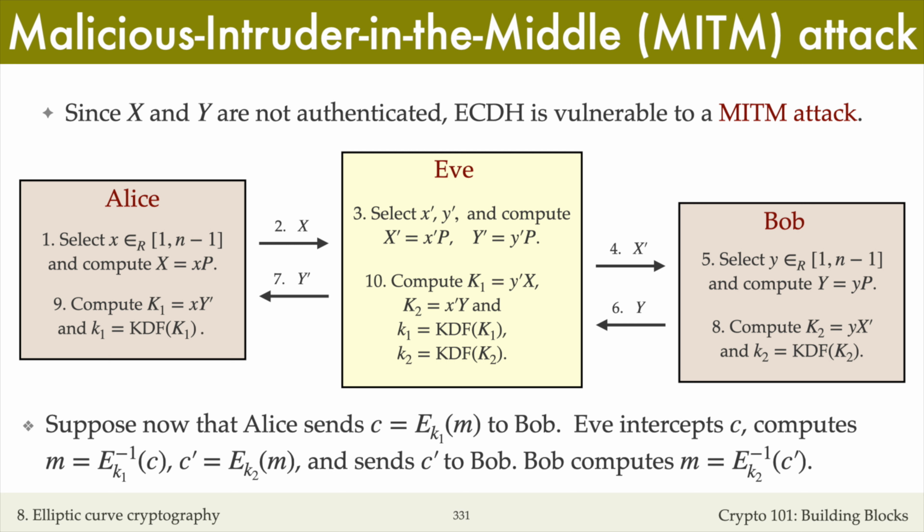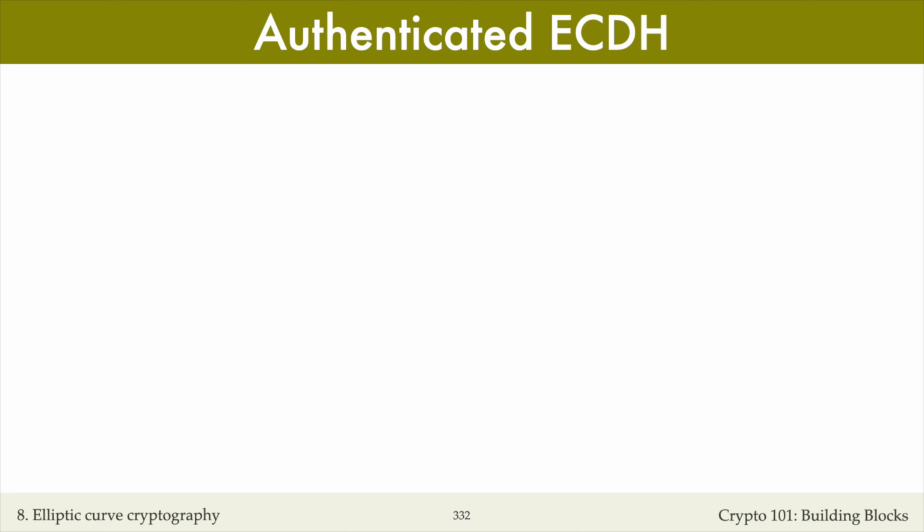I hope you appreciate that the malicious intruder-in-the-middle attack is a real threat in practice. In fact, these kinds of attacks are possible in a wide variety of protocols if exchanged quantities are not properly authenticated. To circumvent the attack, the exchanged points X and Y need to be authenticated. This can be done in a variety of ways. Here's a basic version of authenticated ECDH.